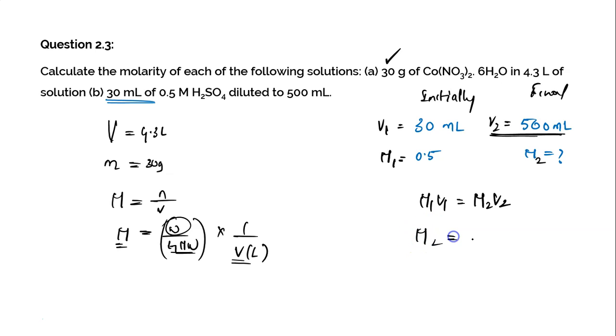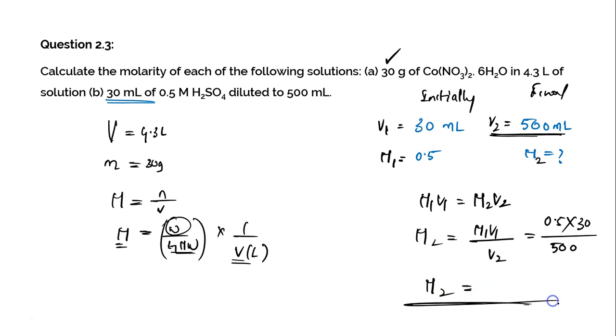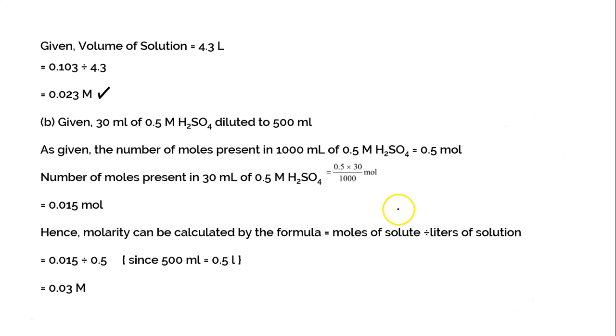Since you got to calculate M2, you can rephrase this relation as M2 is equal to M1 V1 divided by V2. When you substitute the values, you will easily get the answer. M2 can be calculated as M1 0.5 into V1 is 30 ml divided by V2 is 500 ml. Simplify this to get M2. This is one way, this is a shortcut method. But on the other hand, you can also calculate it using a long method. From the 30 ml of 0.5 molar H2SO4 solution, calculate the mass of H2SO4 and then calculate the number of moles of H2SO4 and then substitute that into the formula of molarity and calculate molarity.